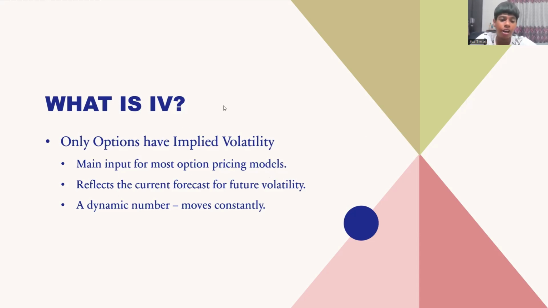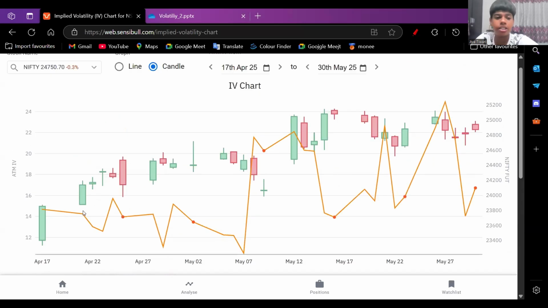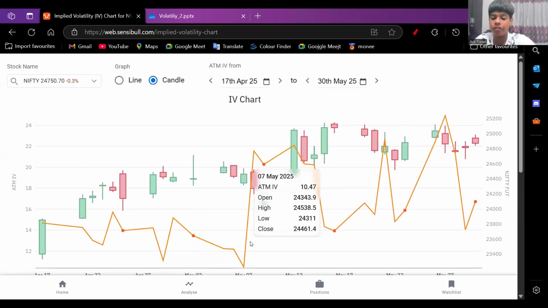For every piece of data that comes in, it gets recalculated using the Black-Scholes model, which is a big formula that's hard to calculate. So it moves constantly for every data point they get, and for how much it moves, this is Sensible, a very great website for a few brokers.